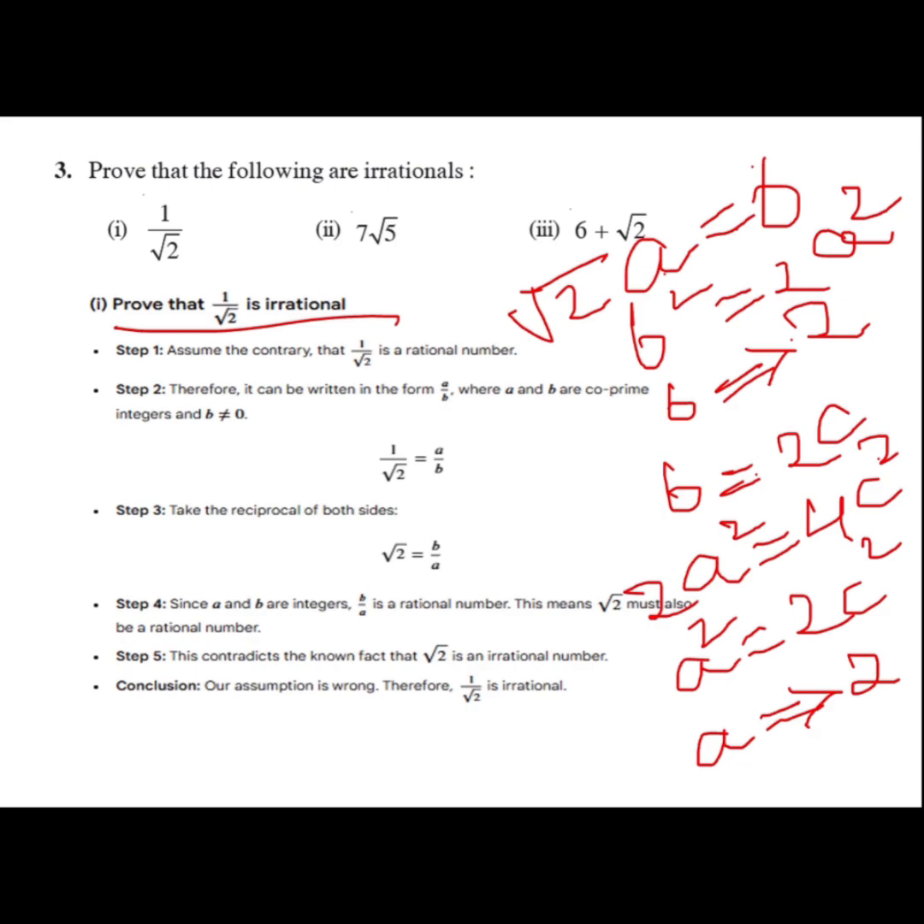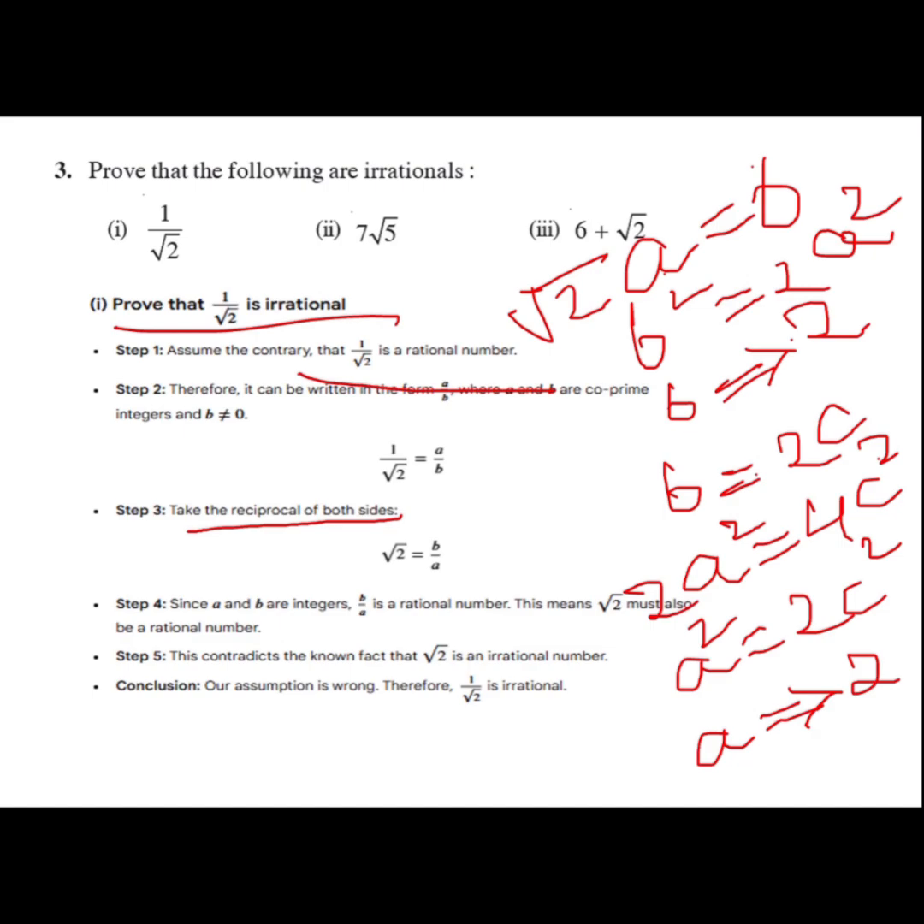Let us assume that 1 divided by square root of 2 is a rational number. It can be written as 1 divided by root 2 is equal to a by b. Reciprocate both the sides. Root 2 is equal to b by a. Then multiply a on both sides. That is root 2 into a is equal to b. That can be written as b square is equal to 2a square.